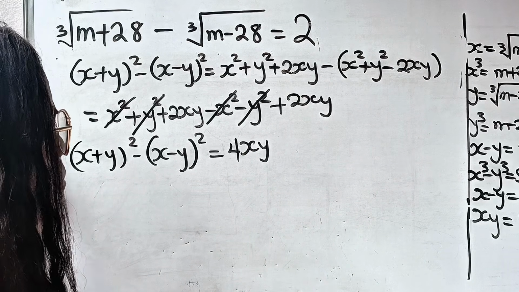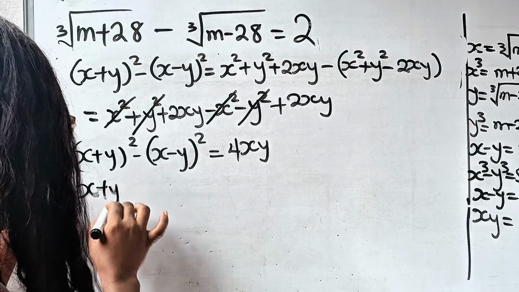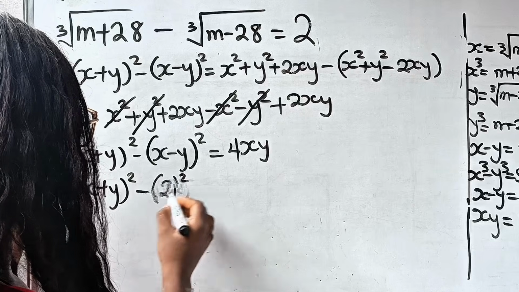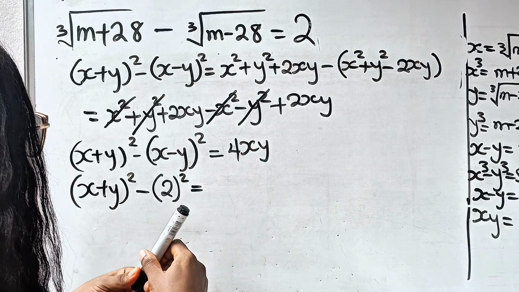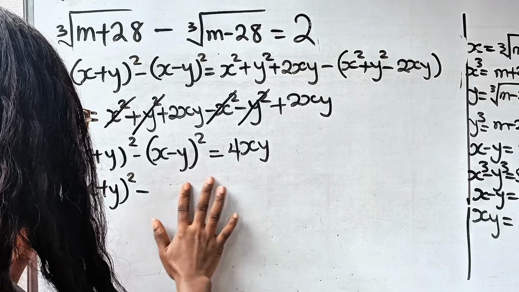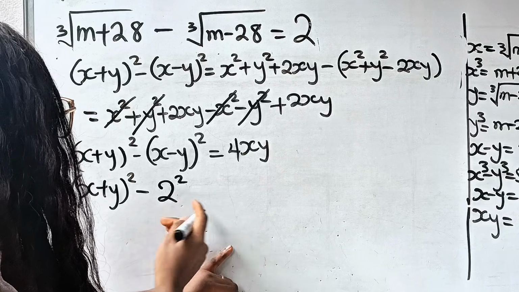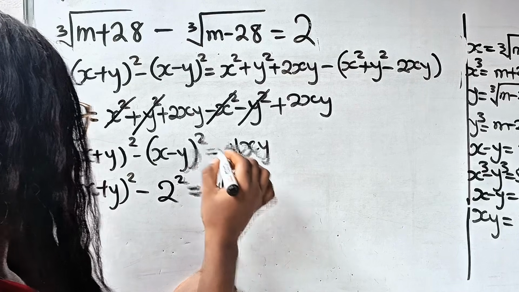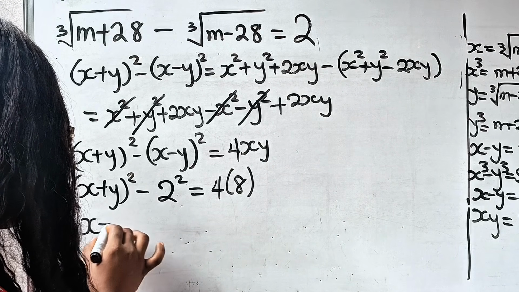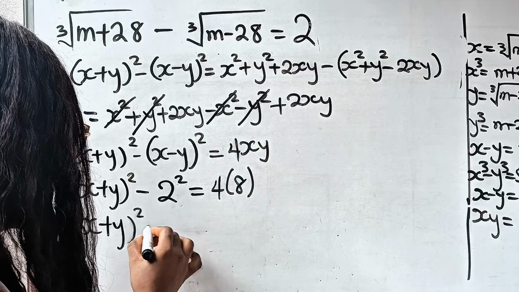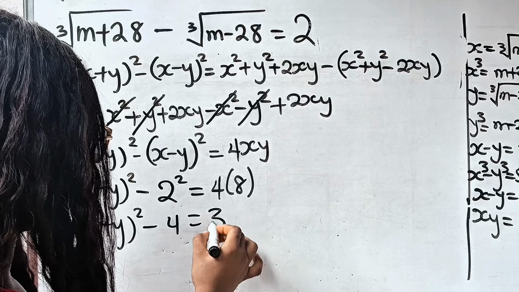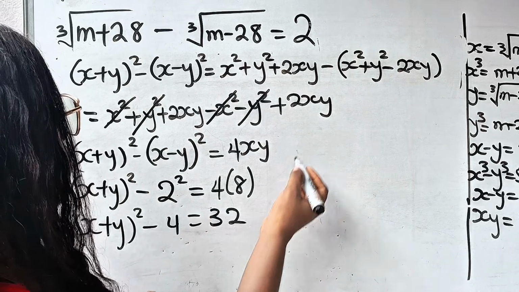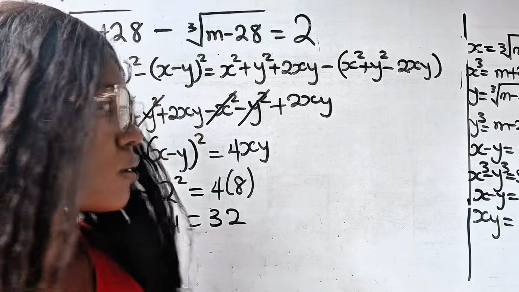So we now have (x plus y) all squared minus 2 squared is equal to 4 bracket 8. So we have (x plus y) all squared minus 4 is equal to 32. So we now have x plus y. I'm going to clean here.